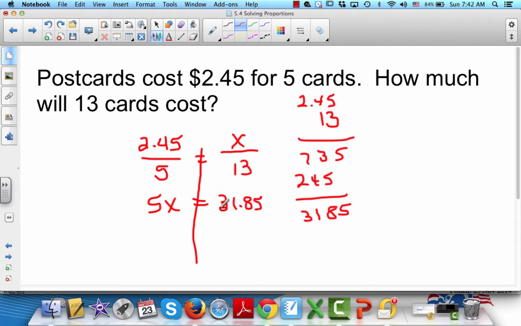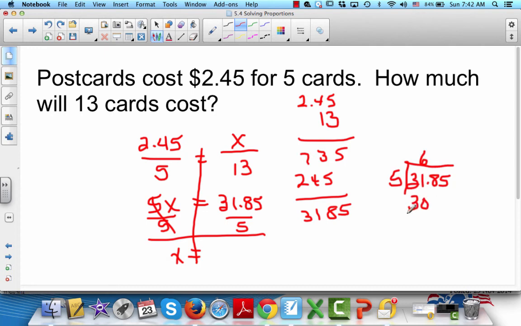$31.85. Okay? So what do we do now? We divide both sides by 5, and we get X equals $31.85 divided by 5. That goes 6 times. That's 30. Bring down the 1 and the 8. Put our decimal here. 5 goes into 18 3 times. 3 times 5 is 15 with 3 left over. 5 goes into that 7 times with nothing left over. So the answer is $6.37.